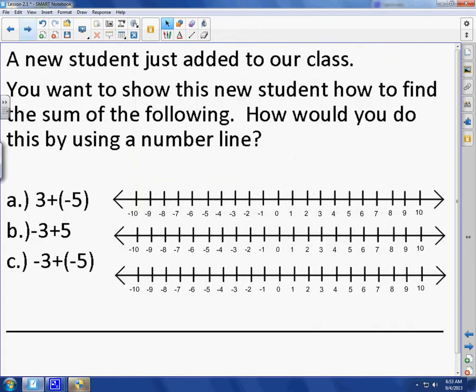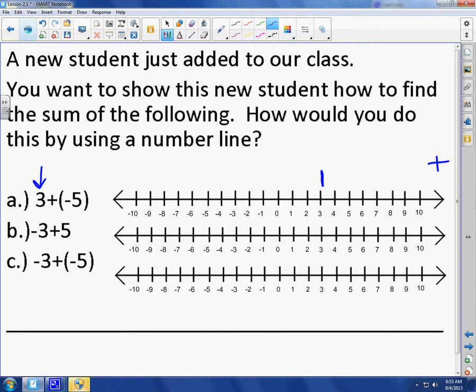All right. A new student just added to our class. You want to show this new student how to find the sum of the following. How would you do this? By using a number line. So in the textbook, they want you to be able to visually represent how to do this on a number line. It's pretty simple. You start at the first number, which is 3, and then I'm going to add negative 5.